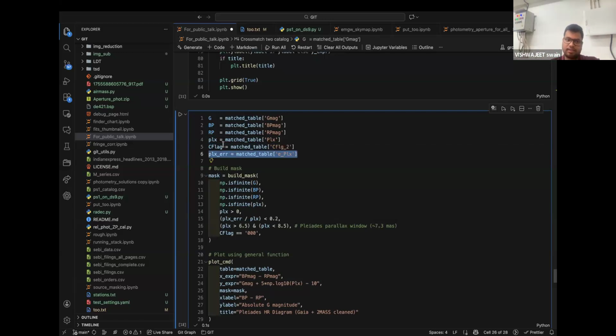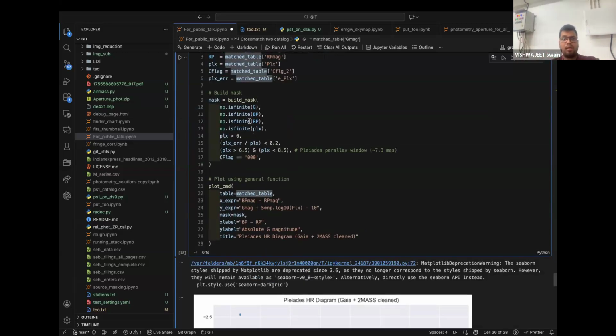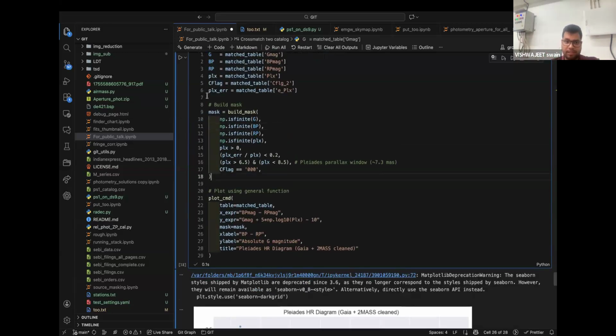And then again I extract the parallax error from the Gaia column, and then we are extracting all these values from the match table. Then we can build a mask. So in the mask, what we want to constrain for that particular table. So we put the constraint.